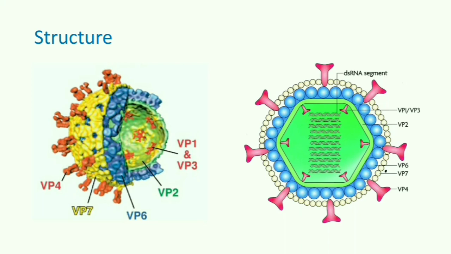As I have said earlier, each layer has icosahedral symmetry, and an icosahedron has 20 faces, and all the faces are triangular. To make these triangular faces, viral proteins make trimers. Here, viral protein 2, 6 and 7, which make this 3-layered shell, all exist as trimers.